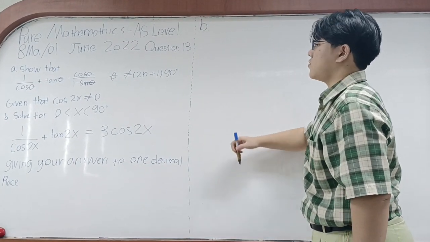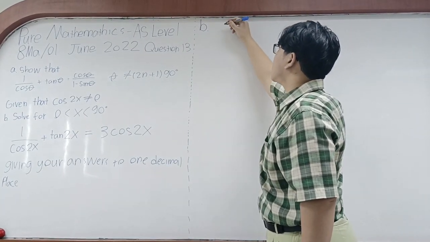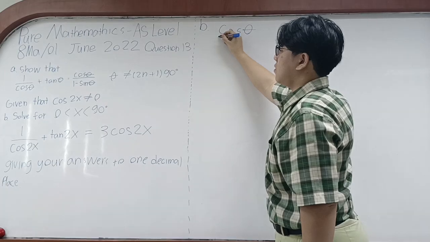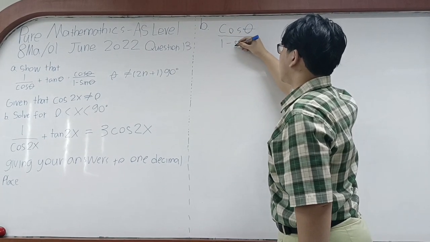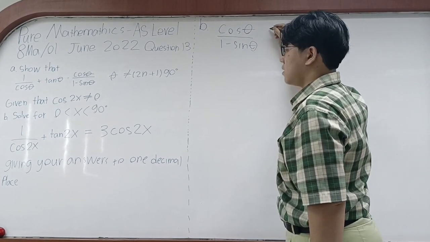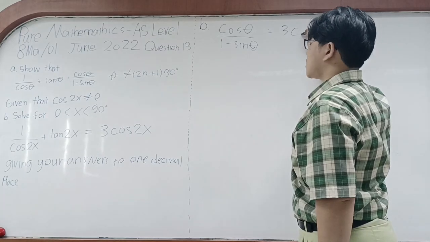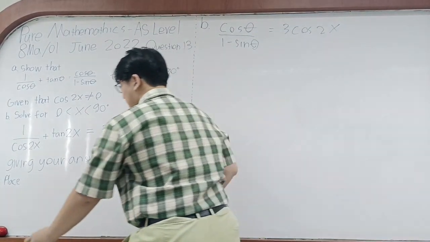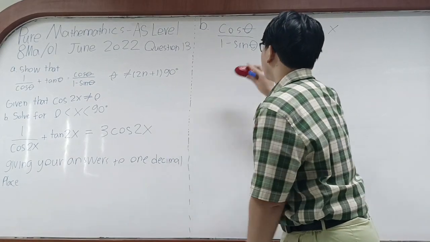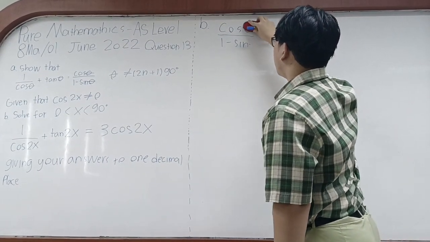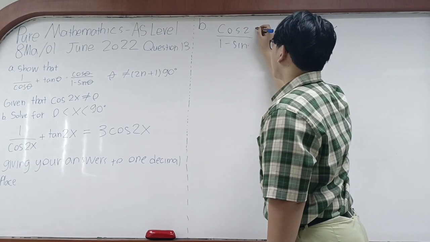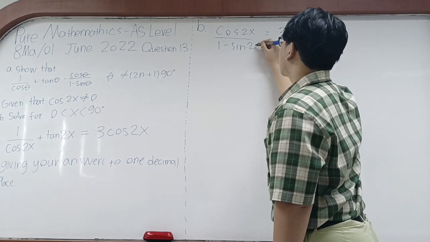Therefore, using that logic, we can rewrite the equation as cos theta over 1 minus sin theta equals 3 cos 2x. But we have to remember that the theta is replaced by the value of 2x. So therefore, it will be cos 2x over 1 minus sin 2x.